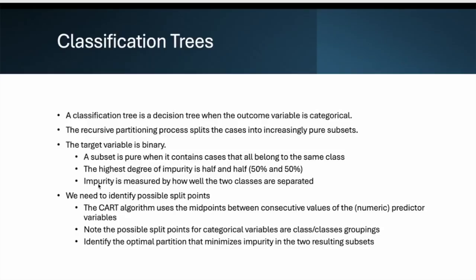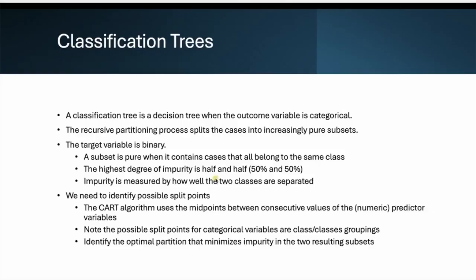The impurity measure we are going to use in this course is Gini. Impurity is measured by how well the two classes are separated, and we need to identify possible split points. The CART algorithm uses the midpoints between the consecutive values if you have a numeric predictor variable. But if you have a categorical variable, you use class grouping. Then we identify the optimal partition that minimizes the impurity in the two resulting subsets.